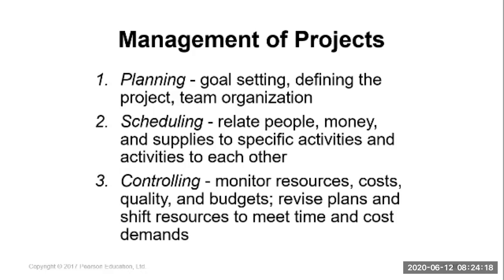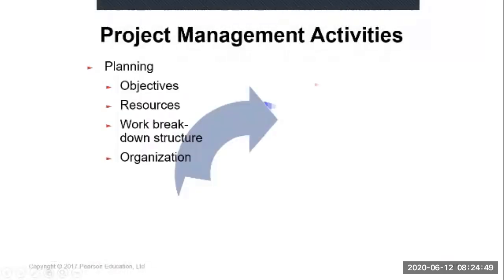From time to time you have to revise the plan, and maybe shift the resources. Maybe instead of doing it now, we can do it later, or instead of doing it next week, you can start now. Then you shift your resources, based on cost. So you have to control everything. These are the main elements when you want to manage a project: first planning, scheduling, and then control.